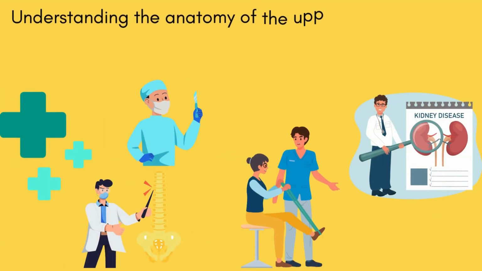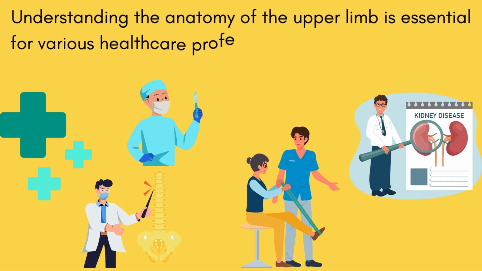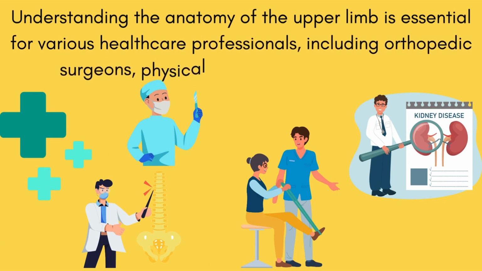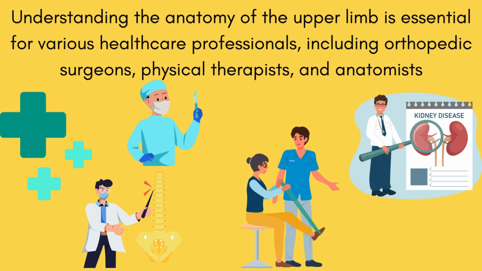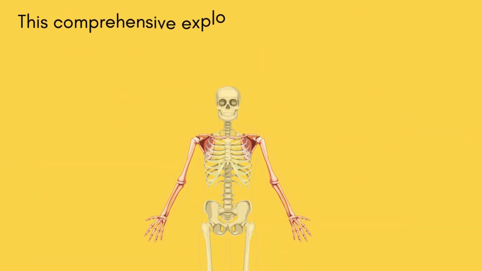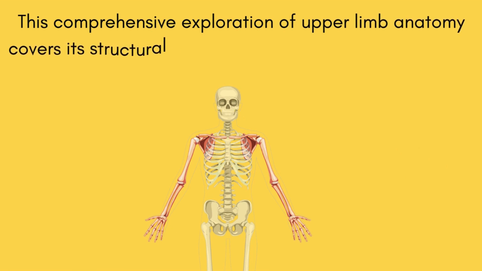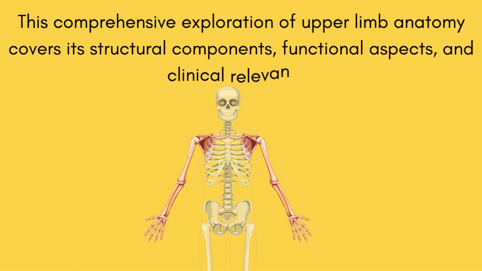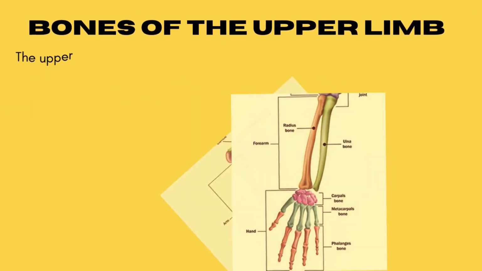Understanding the anatomy of the upper limb is essential for various healthcare professionals, including orthopedic surgeons, physical therapists, and anatomists. This comprehensive exploration of upper limb anatomy covers its structural components, functional aspects, and clinical relevance. Bones of the upper limb.